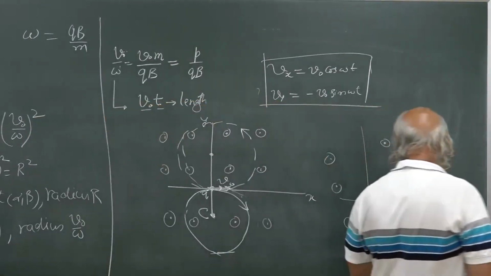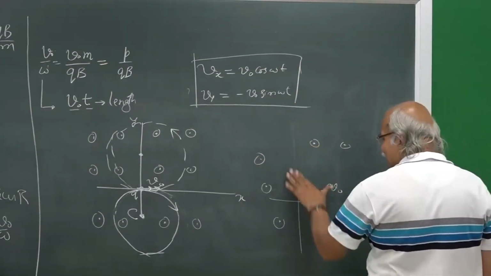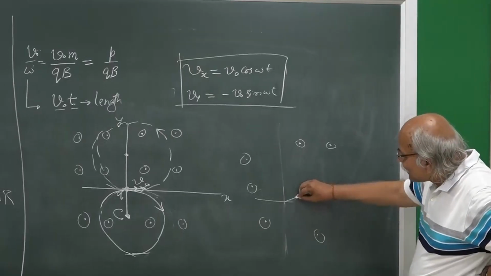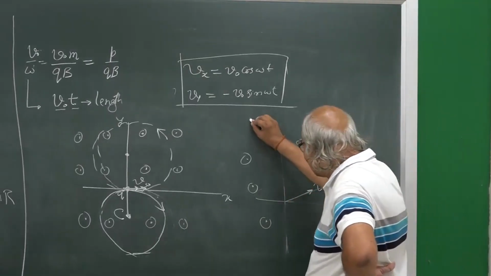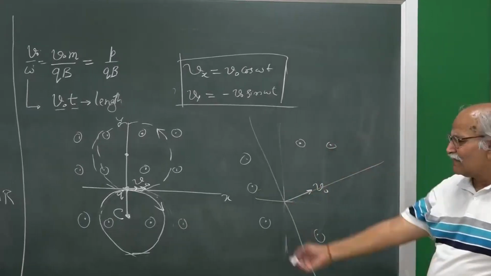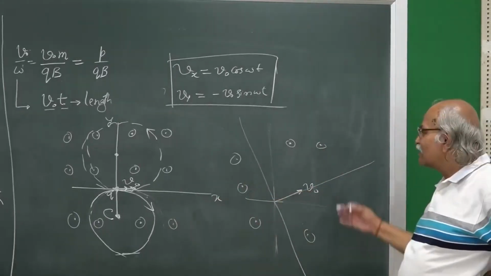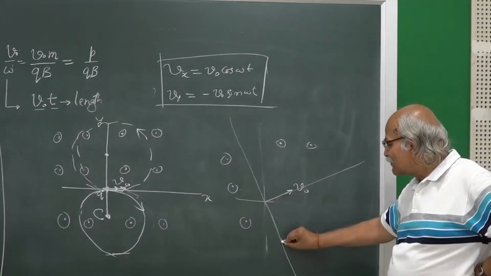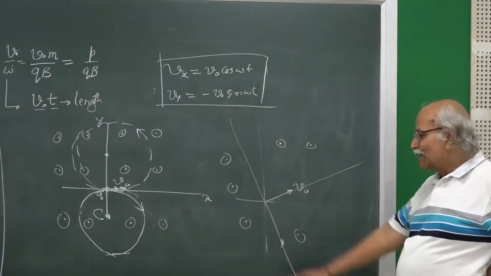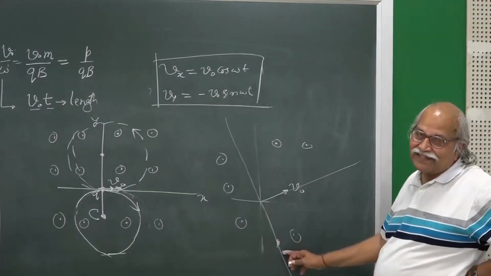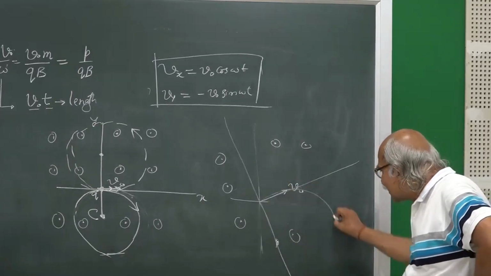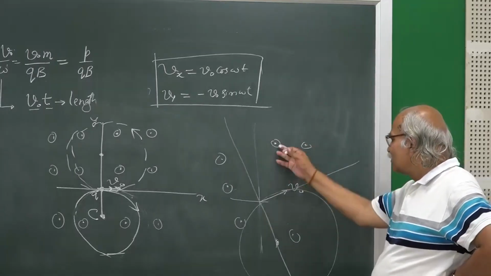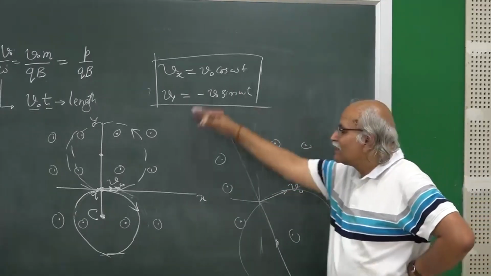Why should I take this x-axis? No, it's our choice. We can take the x-axis this way and we can take the y-axis perpendicular to it. Same situation. If it is positive charge, if the magnetic field is coming out of the board, then this center will be here, on the negative y-axis, and therefore it has to bend this way. Otherwise, if it is negative charge or the field is in opposite direction, it will bend that way.